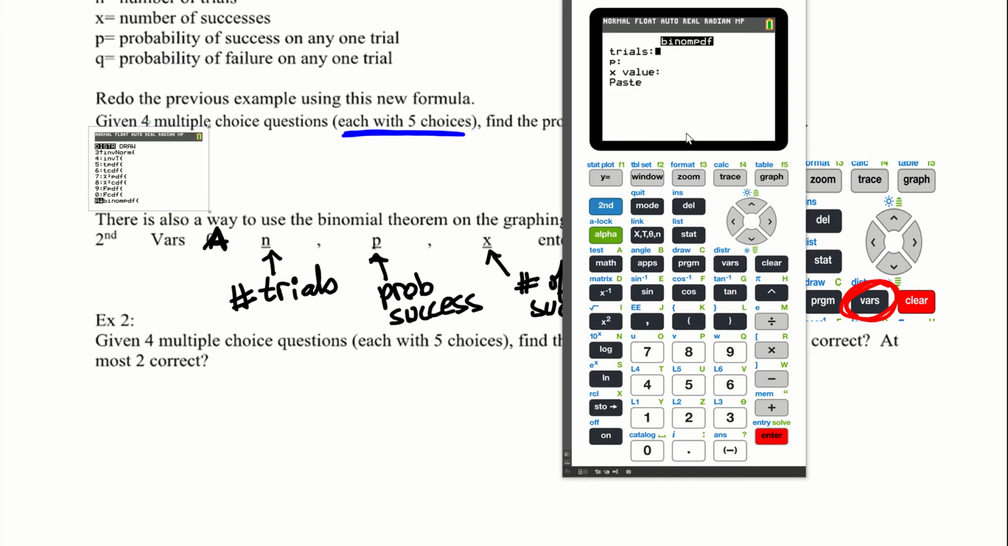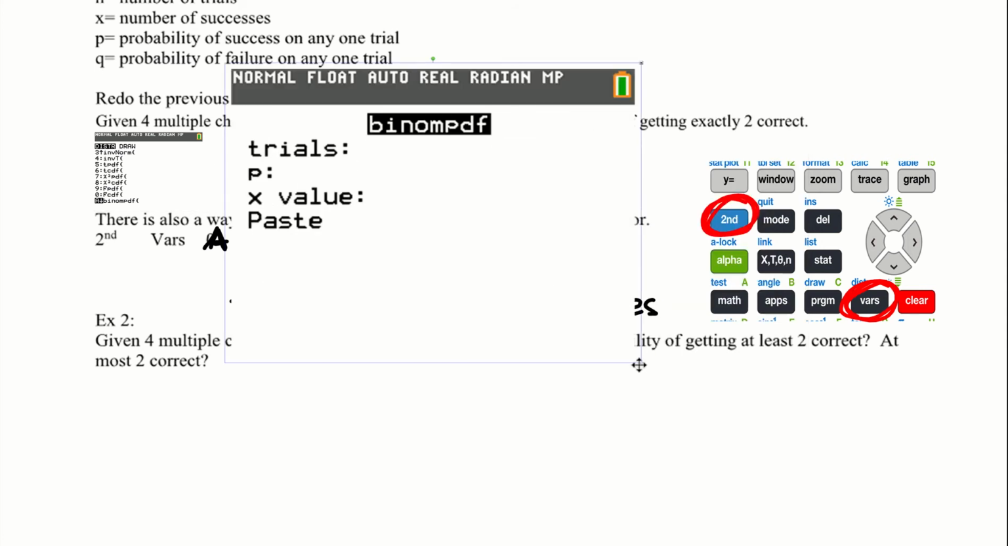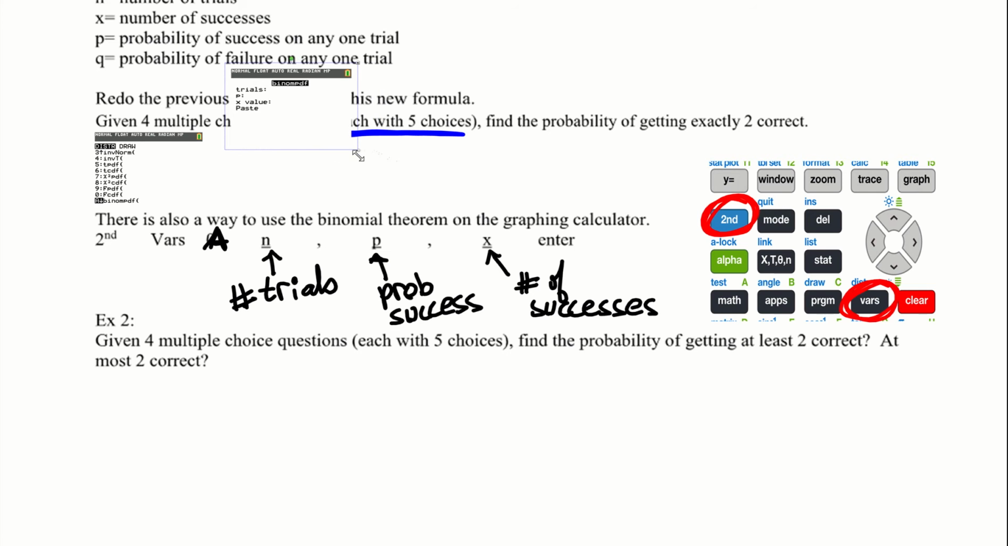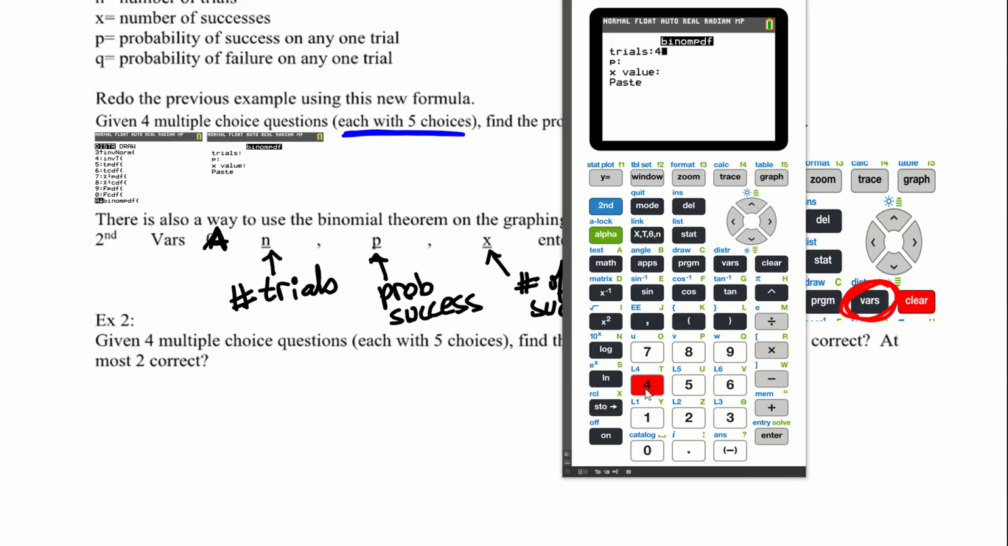And so it brings up this menu, and it asks you for the number of trials. So the same things I detailed there, but then when it gets pasted in your home screen, it's going to take on this form. So number of trials, you're going to just type in, there are 4 multiple choice questions. Probability of success is 1 out of 5 on any one trial, and we want 2 successes.